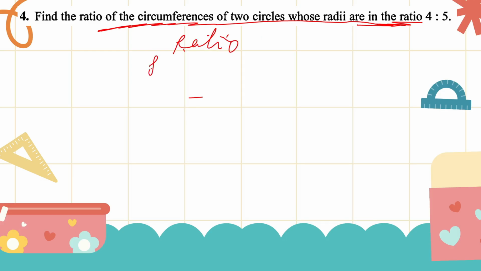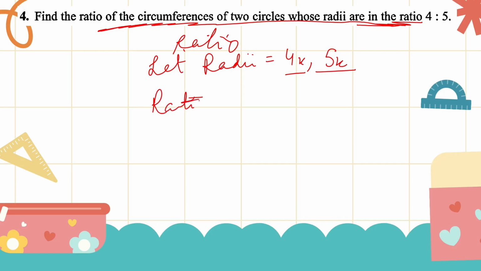So let the radii be 4x and 5x. Now 4x is the smaller circle with the smaller radius. 5x is the greater circle with the greatest radius. Now we have to find the ratio of circumference. What ratio do we need to find? That is C1 over C2. This will be R1, this will be R2.